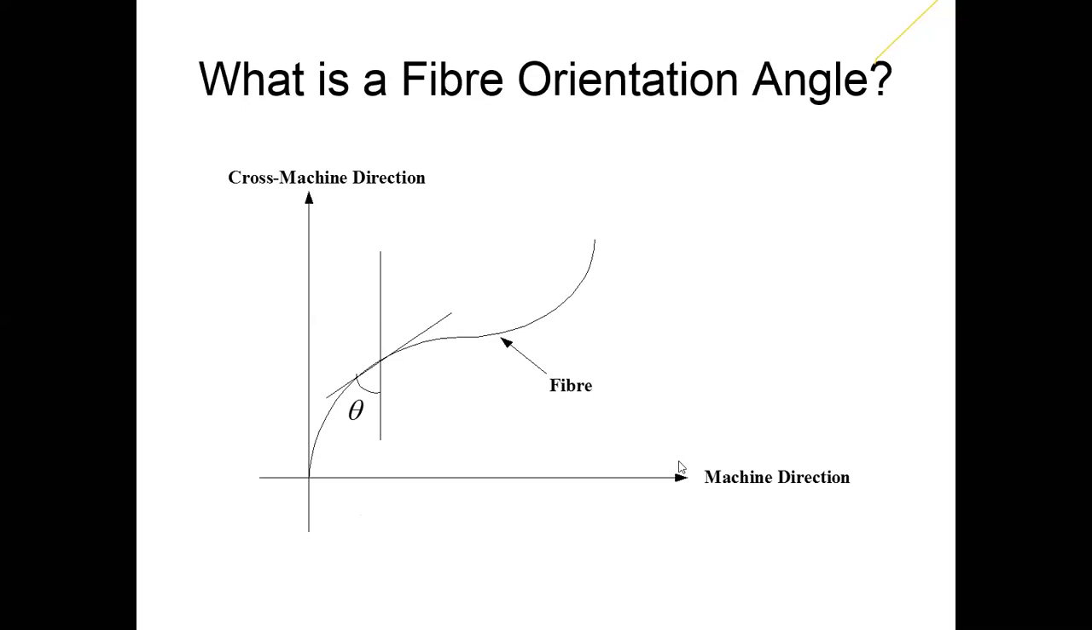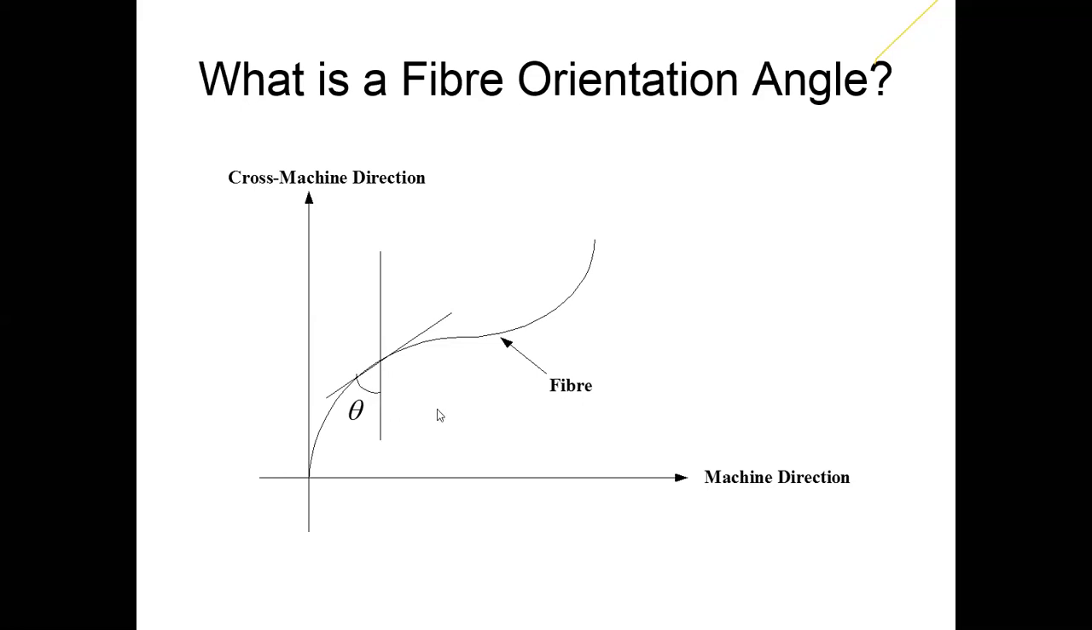So here we have only two directions: machine direction and cross machine direction. Machine direction is the direction in which the fabric is coming out. So this is called machine direction. Here is the fiber, you can see the fiber over here. So we can mark a tangent to the fiber and perpendicular to this, and the angle is theta. So this is the angle of fiber.